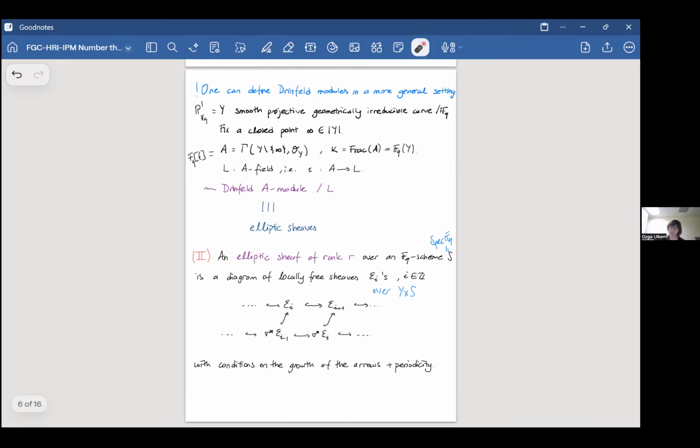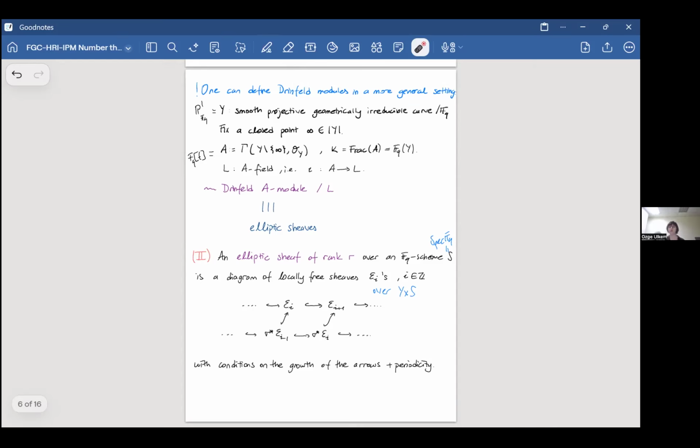This is a rather technical idea. I avoid technical details here. These are quite specific conditions, but since they were too technical, I'm not going to state them. But the idea is the following. You want locally free sheaves over Y times S, which means you want vector bundles over Y times S.